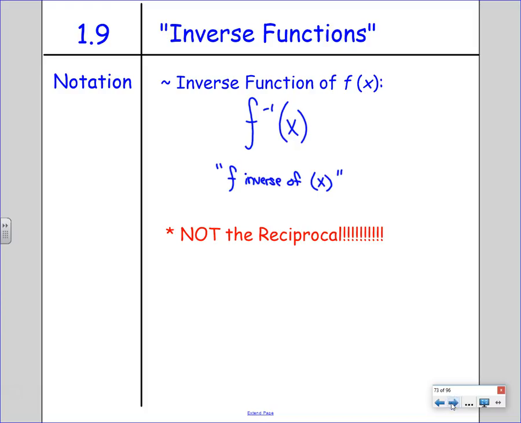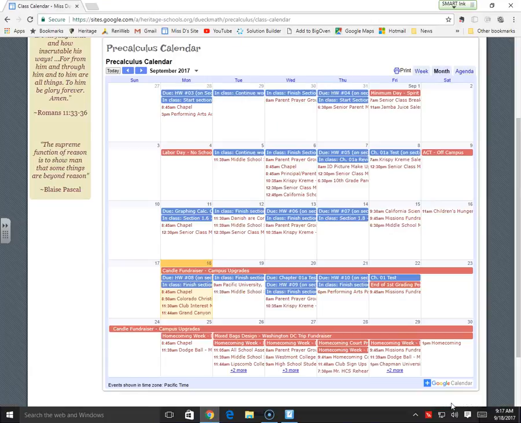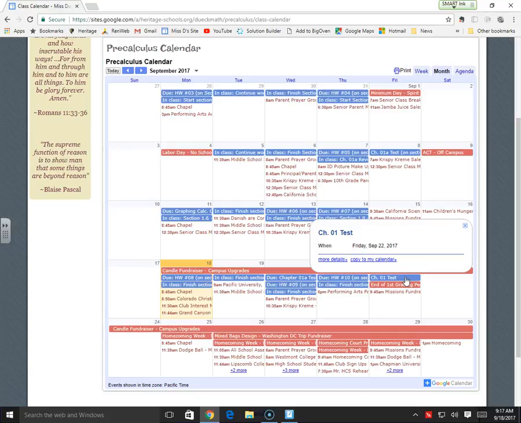Looking at the backboard, we are only starting this today. Homework is not due until Wednesday. But let me show you guys your calendar. It is fully up to date until the next test, which is Friday. It was technically supposed to be Thursday. I did move it to be Friday so that we had a little more time.